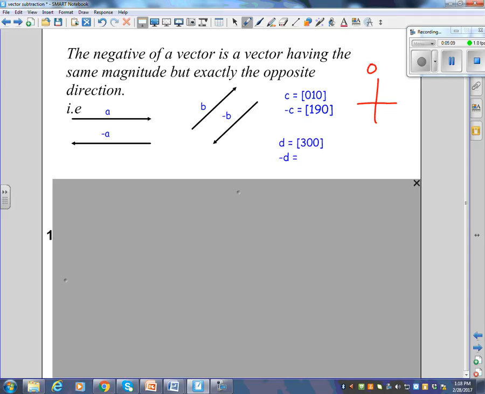There's 0. There's 90. So there's 10. So exactly the opposite would be, I'll do it in a different color.